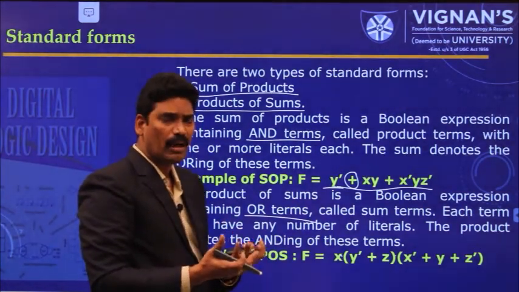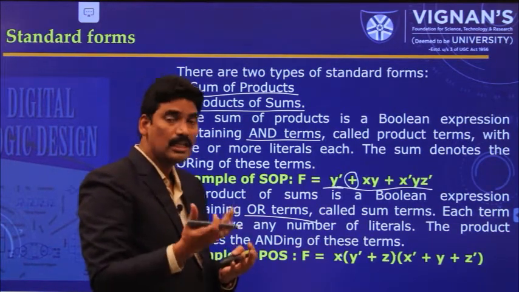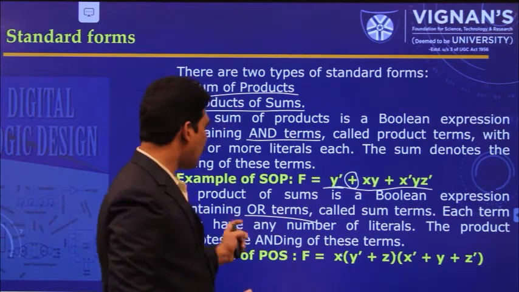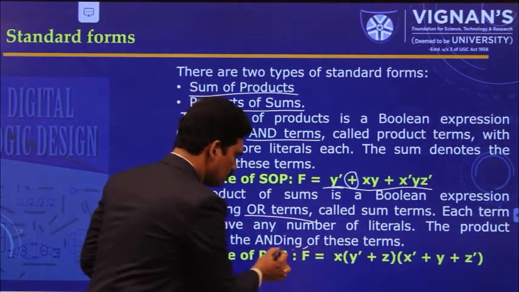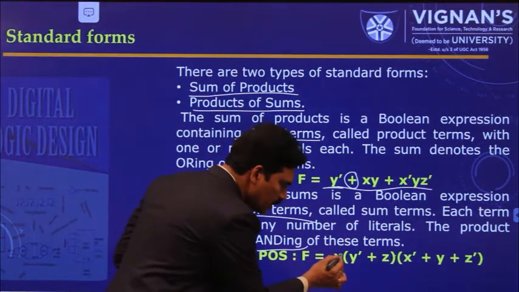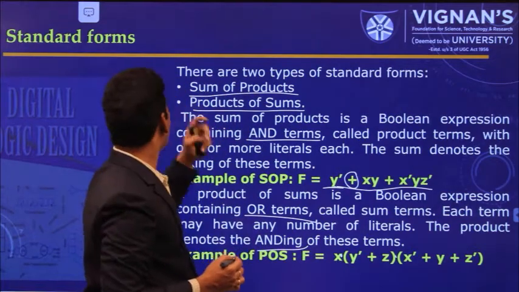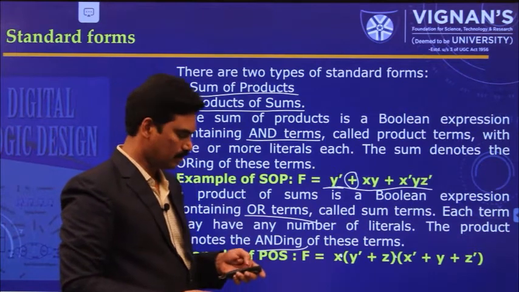That means, if it is a three variable expression, there is no limit on the number of letters. The product denotes the ANDing of these terms. This is about the product of sums standard forms. This is about standard forms.